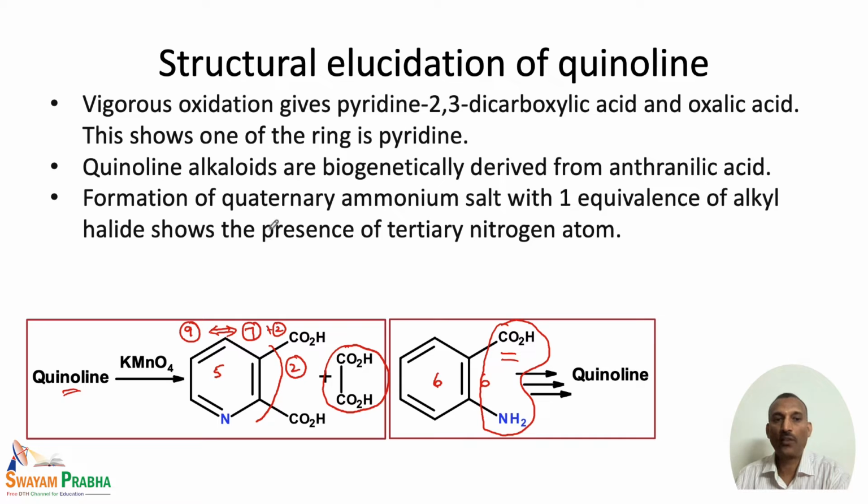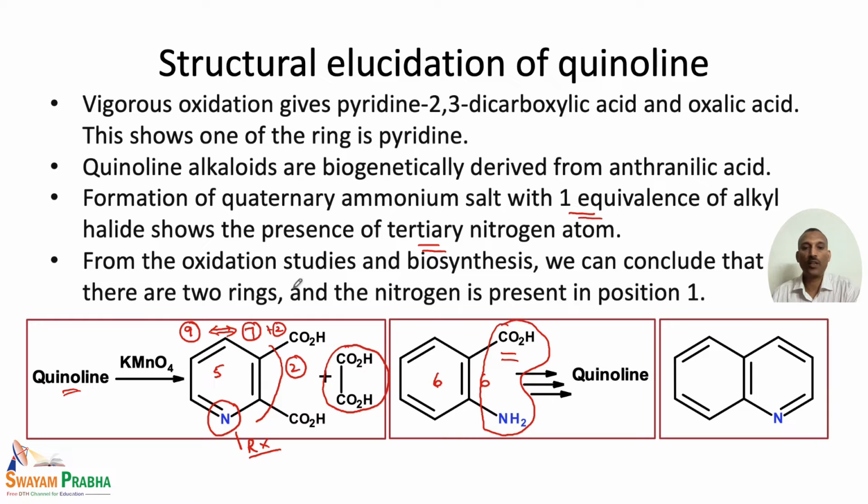And further studies have shown the formation of the quaternary ammonium salt with one equivalent of alkyl halide. So that tells there is a tertiary nitrogen atom that is present in this kind of compound. If you look at the pyridine nitrogen, this is the tertiary nitrogen, and this can undergo addition with one equivalent of alkyl halide. So exactly one equivalent only, this undergoes alkylation. So that means there is a tertiary nitrogen that is present. If more than one equivalent of the alkyl halide is used, then depending on that we can actually identify whether it is a primary, secondary or tertiary nitrogen.